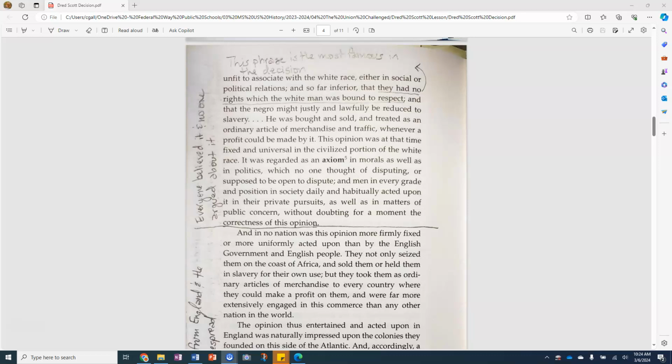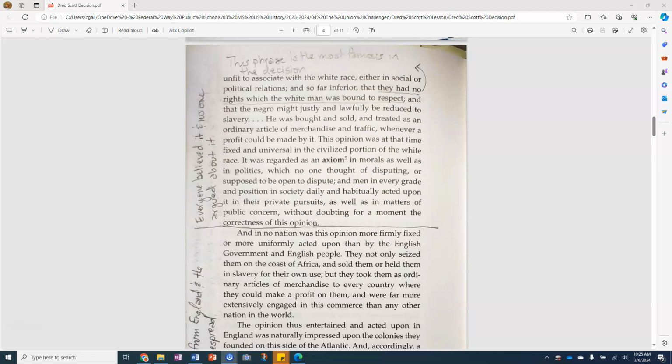It was regarded as an axiom in morals as well as in politics, which no one thought of disputing or supposed to be open to dispute, and men in every grade and position in society daily and habitually acted upon it in their private pursuits, as well as in matters of public concern, without doubting for a moment the correctness of this opinion.